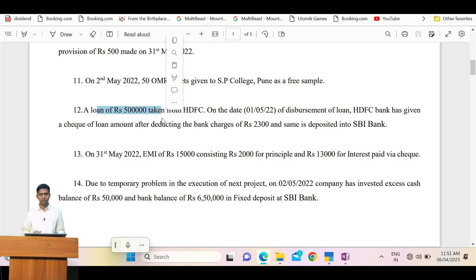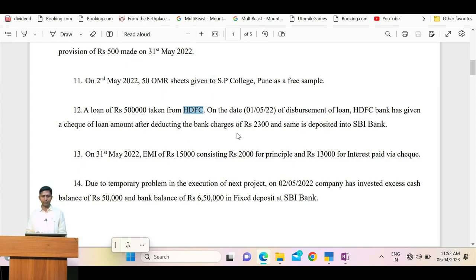A loan next. This is also a very important transaction. Generally, we take loan from some bank. Here also in 12 transactions, if that loan is sanctioned, just sanctioning the loan is not a monetary transaction, but the disbursement of loan is a monetary transaction. Therefore, for taking a loan, you will not find just a journal entry. You will find a journal entry once we get the check of the loan. Now here we got the check of loan from HDFC. We have taken loan from HDFC.